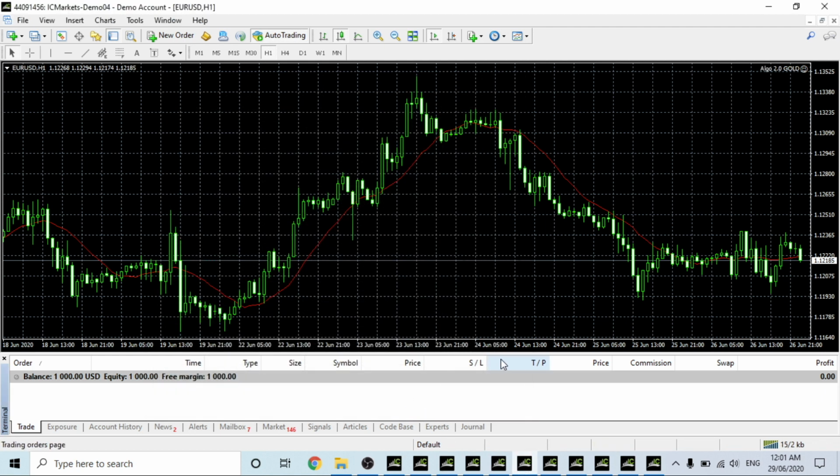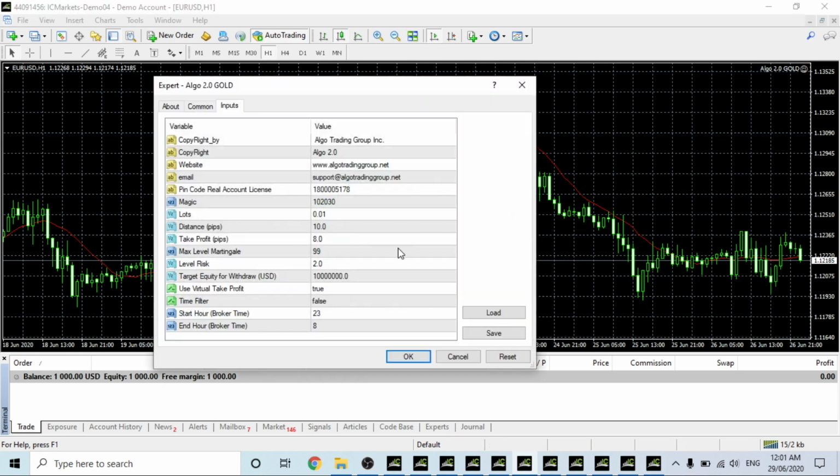Next we have Algo 2.0 Gold, and it's trading Euro USD on the hour time frame. Everything is all default here. I haven't changed anything at all, as you can see. So that's all sweet.